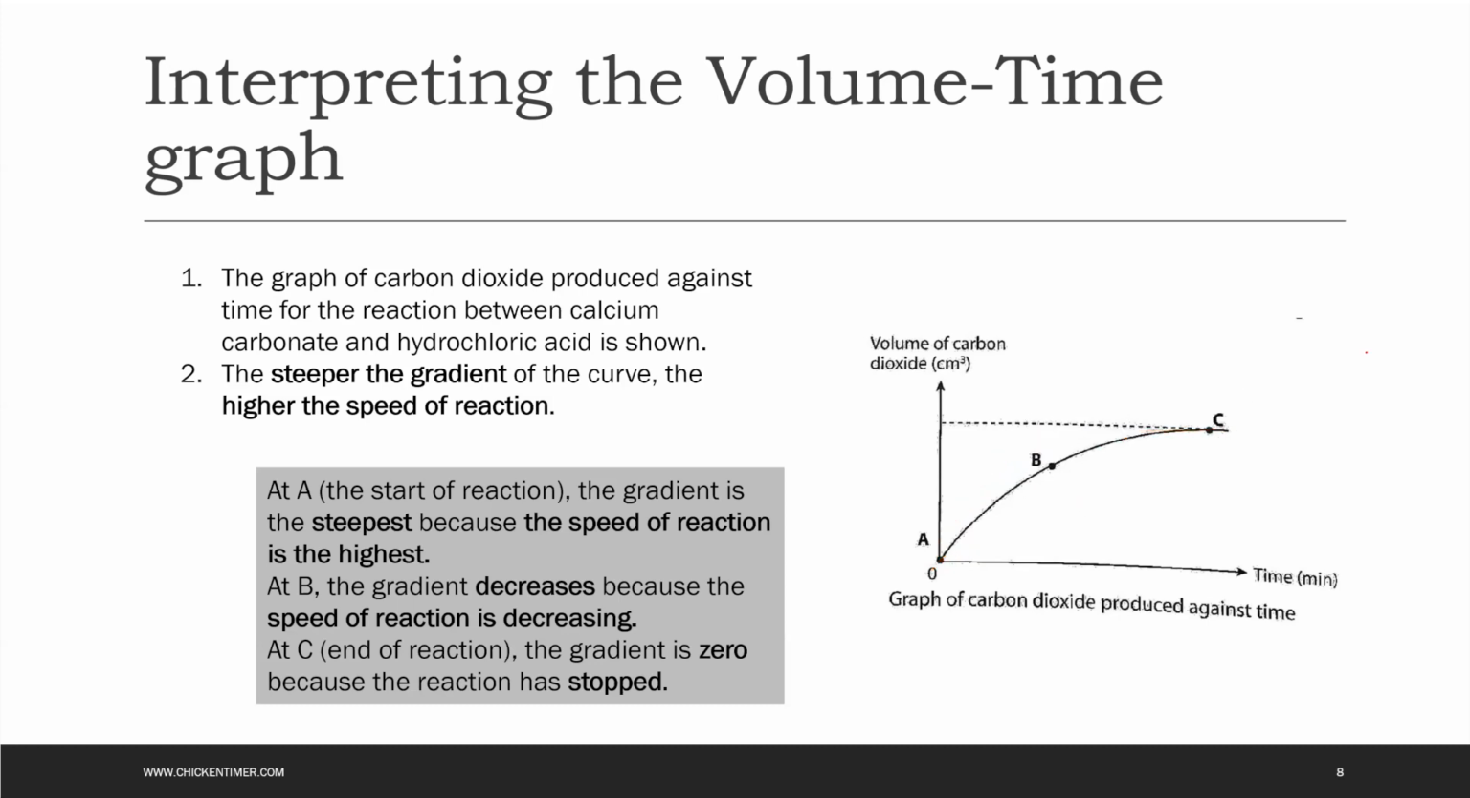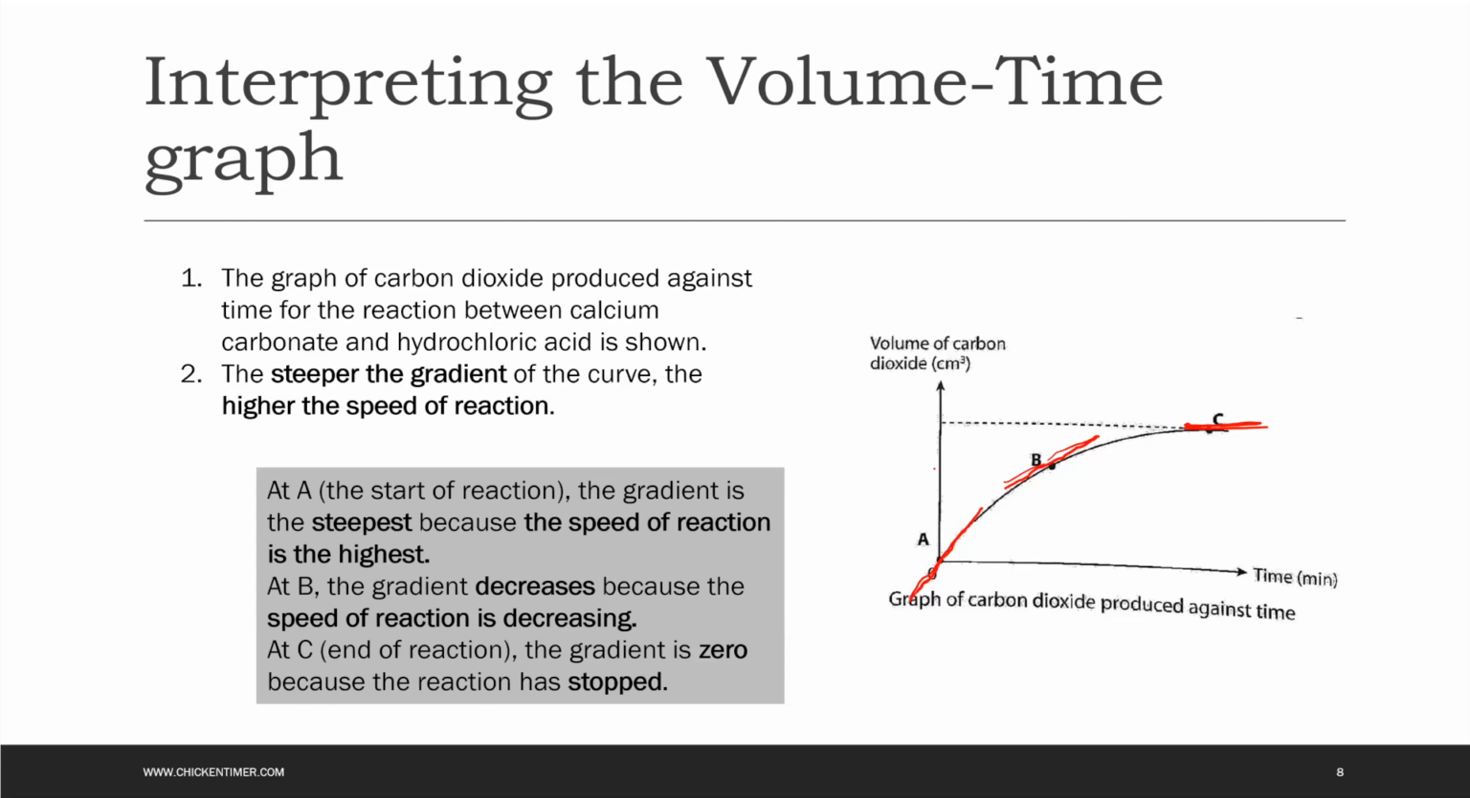So carbon dioxide is produced over here. At the start of the reaction, do you know how to find the gradient of a curve? Find the tangent. Draw a tangent at that point, and then you measure the gradient of the tangent. So at A, you draw a tangent and then you find the gradient. You see the red lines that I drew? It shows you that A has the steepest gradient. Then you know that the higher the gradient, the steeper, the faster the reaction.